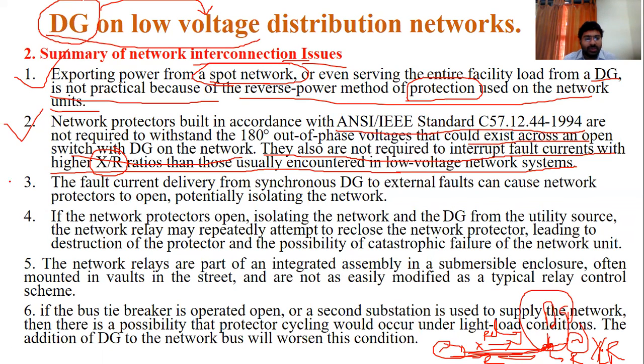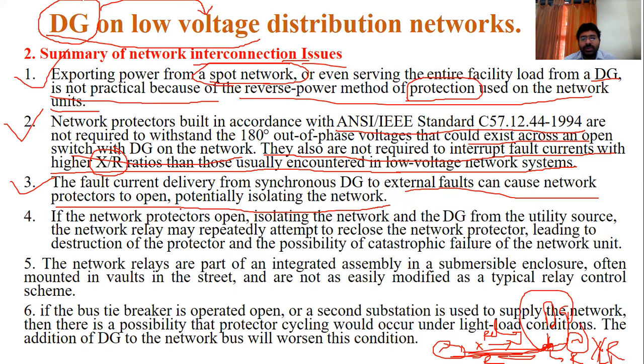Okay, what is the third case? The fault current delivery from a synchronous DC, this synchronous machine we are using as a source, to an external fault can cause the network protector to open, potentially isolating the network. Whenever we are interconnecting a synchronous machine, nothing but a gas turbine or synchronous generator type DC, to the low voltage network, you may get some problems. This is the problem: it causes the network protector to open, potentially isolating the network.